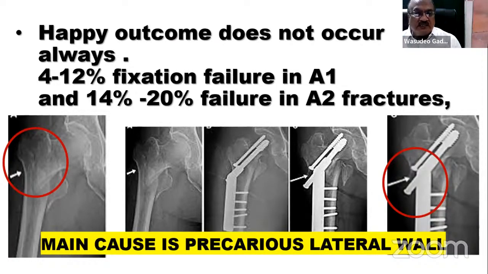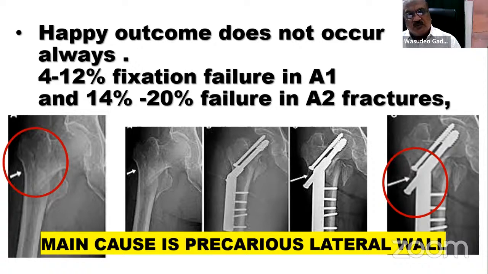So during surgery, there is an iatrogenic fracture of the lateral wall, which led to the conversion of this stable intertrochanteric fracture into an A3 type of fracture, that is called a reverse oblique fracture with extension into the greater trochanter, which becomes a most unstable fracture.